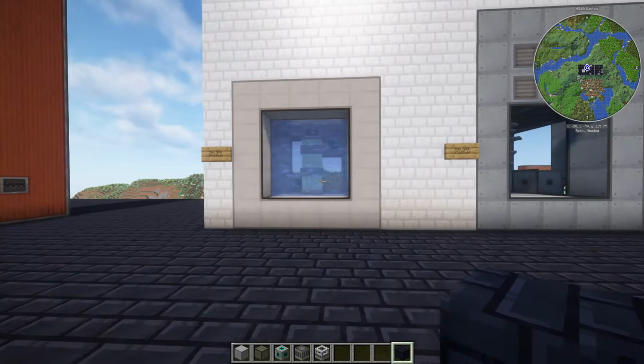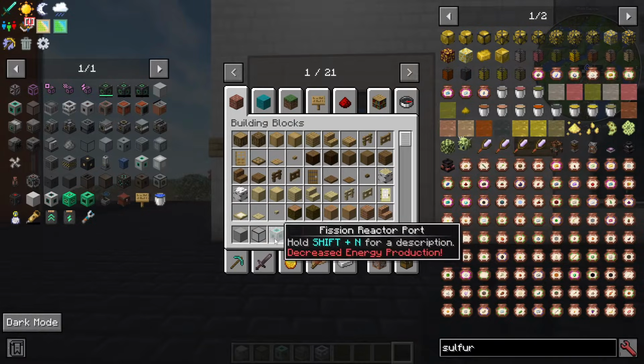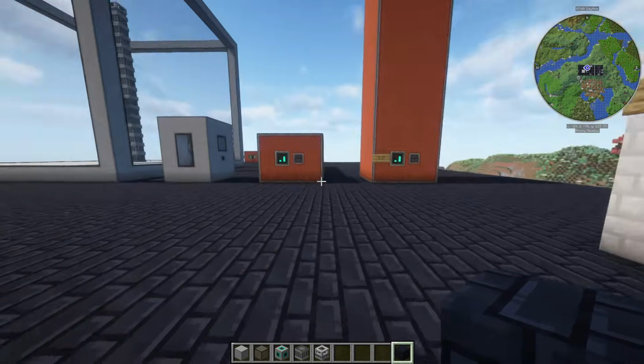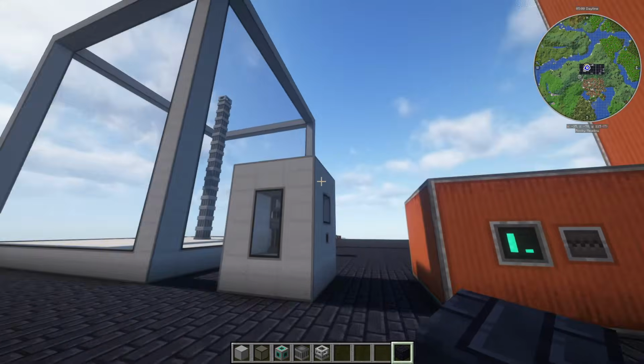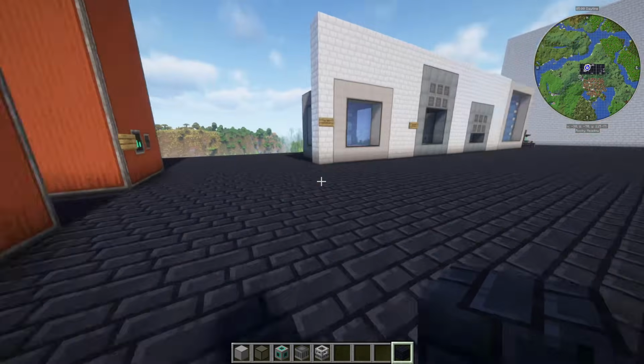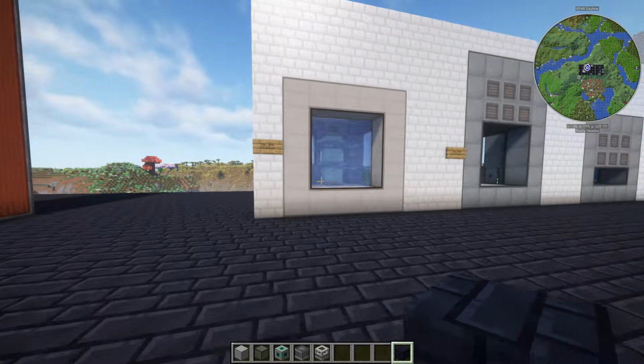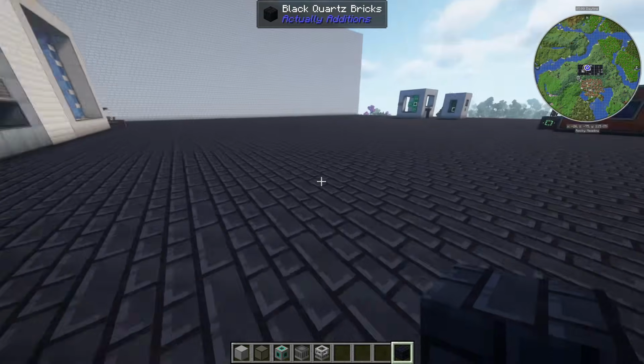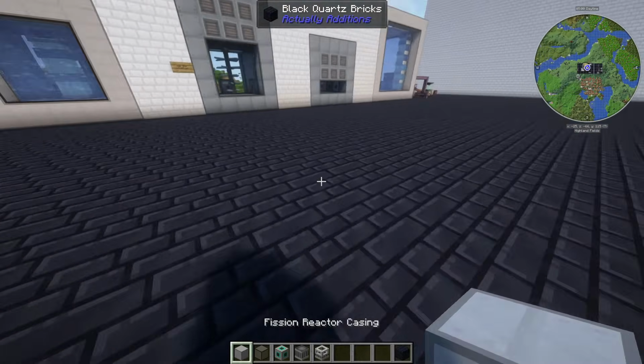All right, and to make the fission reactor, we're going to need just 5 types of blocks, and the minimum, as I said earlier, the minimum is a 3x3x4. So you can make it that small if you want, but this one is slightly larger, and I'll go ahead and show you how to make a 5x5 now.